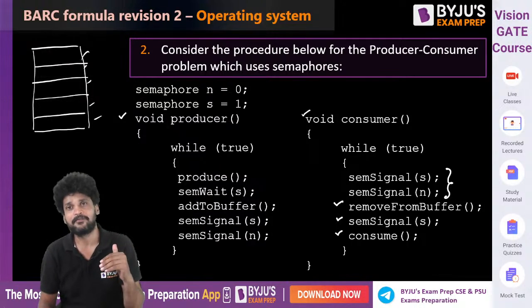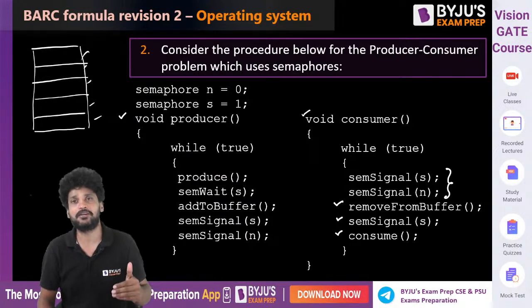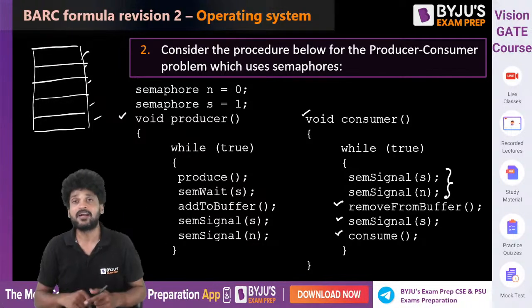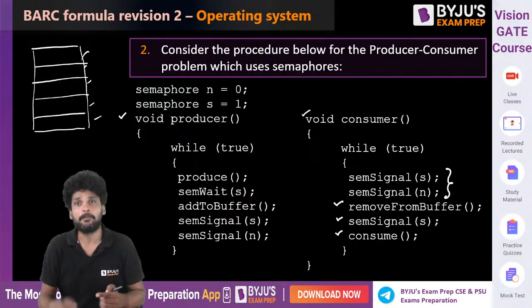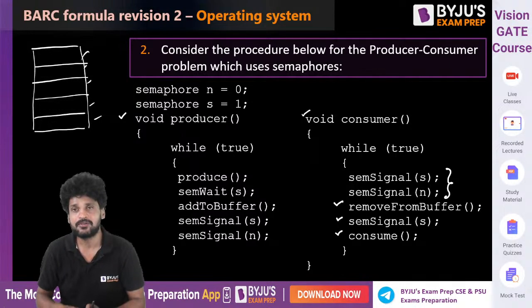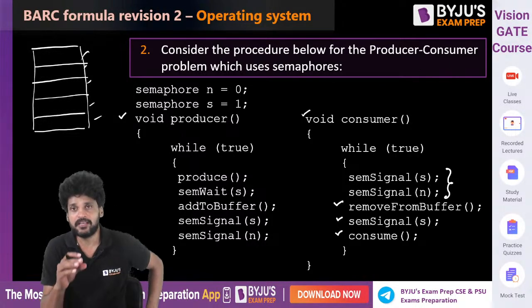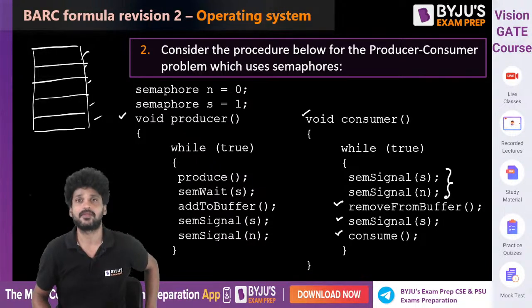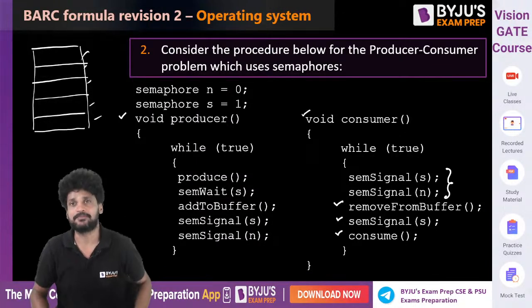First, producer should execute, followed by the consumer. Consumer cannot execute prior to the producer producing at least one item, right? So even if the consumer gets scheduled, he should be blocked. That is the rule of the producer and consumer, right?